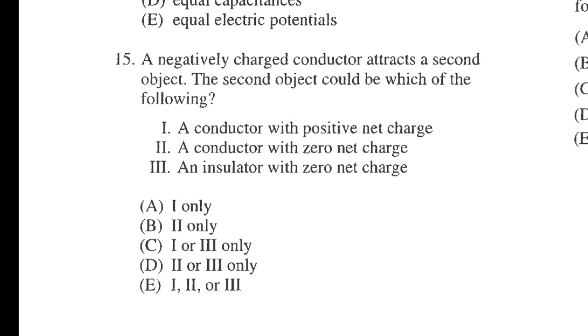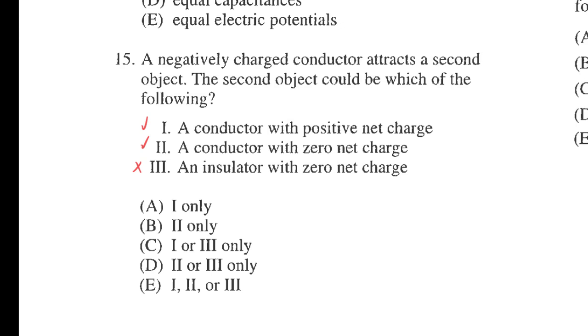A negatively charged conductor attracts a second object. The second object could be which of the following? A conductor with positive net charge. Well, yeah, I think so. A conductor with zero net charge. Yeah, I think so too. And an insulator with zero net charge. No, I don't think so. I think it's 1 and 2.